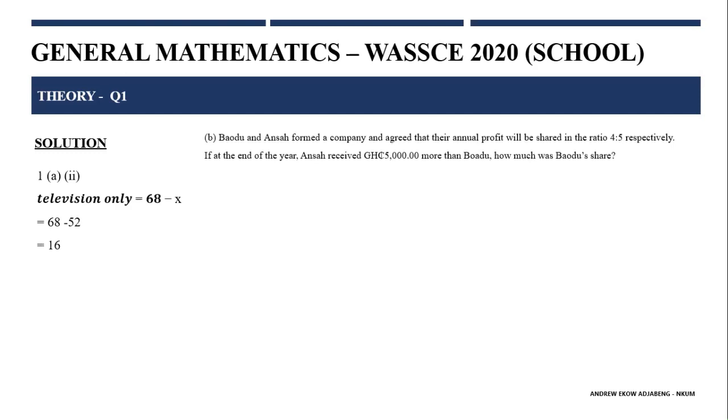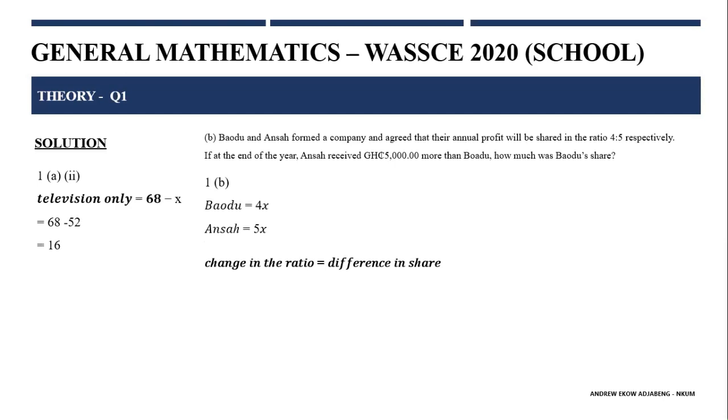Now, Boedu and Ansa form a company and agree that the annual profit will be shared in the ratio 4:5 respectively. By the end of the year, Ansa received 5,000 more than Boedu. How much will Boedu share? So to find this, first we need to know that this is a ratio and proportion question. So Boedu is 4x, Ansa is 5x, where x represents the value of share they receive.